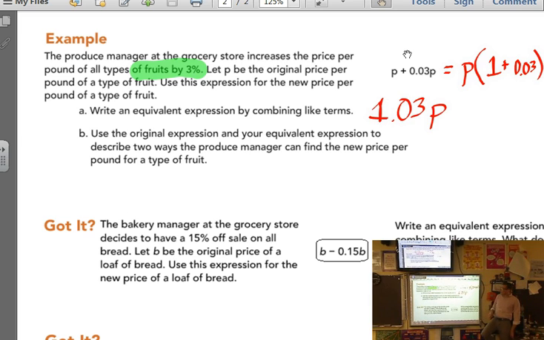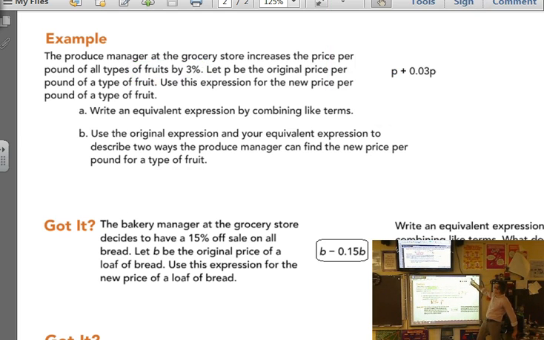So this would be 1.03p, or 103% times the previous price. So here, where it says how the produce manager can find the price per pound of any type of fruit, we just say take that previous price and multiply it by 103%, or when we do the math, it's just 1.03 because we put it in decimal form. Same thing.